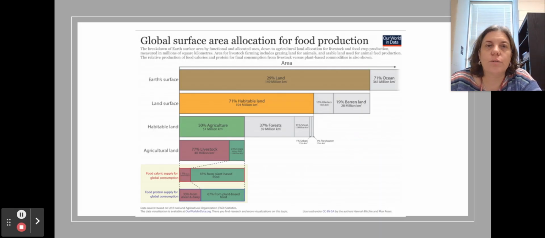Okay, this is a graphic that shows you the global surface area allocation for food production in the world. So if you look at this graphic very carefully, 29% of the surface of the earth is land. So only 29%. The rest is ocean. Out of that 29%, only 71% of that is habitable land. And out of that 71%, 50% is agriculture. And out of that 50%, 77% of that goes to livestock. So that's a tremendous amount of land that we're using for food production, especially of animals.